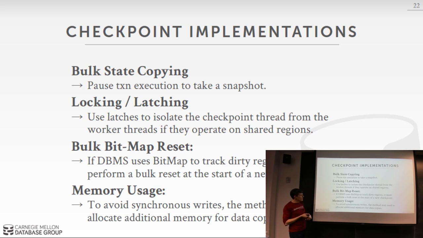You can use low-level locks and latches to isolate the checkpointing thread from the worker threads as they modify the database. You can do the bitmap schemes, as in the zigzag approach, where you can do bulk updates or bulk resets for the bitmap that you're using to keep track of the dirty regions in the database. And then when the checkpoint finishes, you reset everything and then take the next checkpoint. Right? And this allows you to figure out what has actually been modified since the last checkpoint you took. And the last one, as we saw in the previous example, is where you just maintain more copies and avoid having to synchronize the writes across those copies until you actually finish the checkpoint.